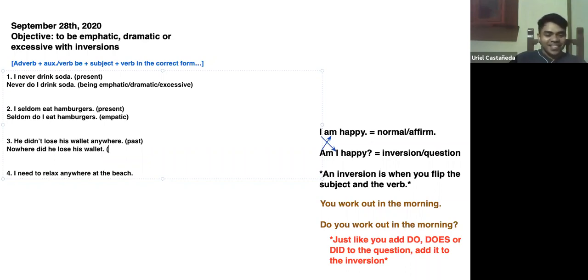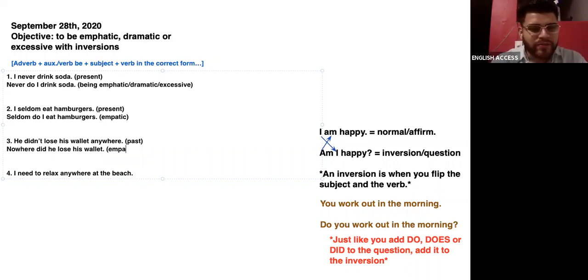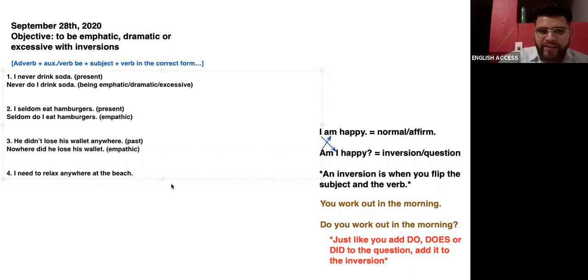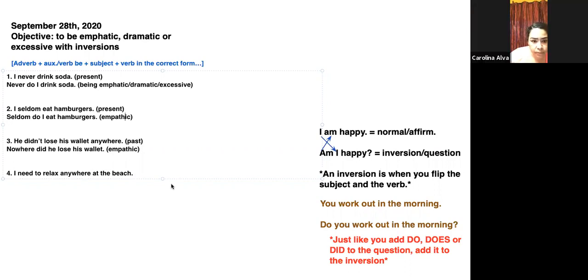Yeah, sorry. And this is emphatic. You just want to emphasize. Nowhere did he lose his wallet. He has it in his pocket. Right. Emphatic. Am I spelling emphatic right? Emphatic. Yeah. Okay.